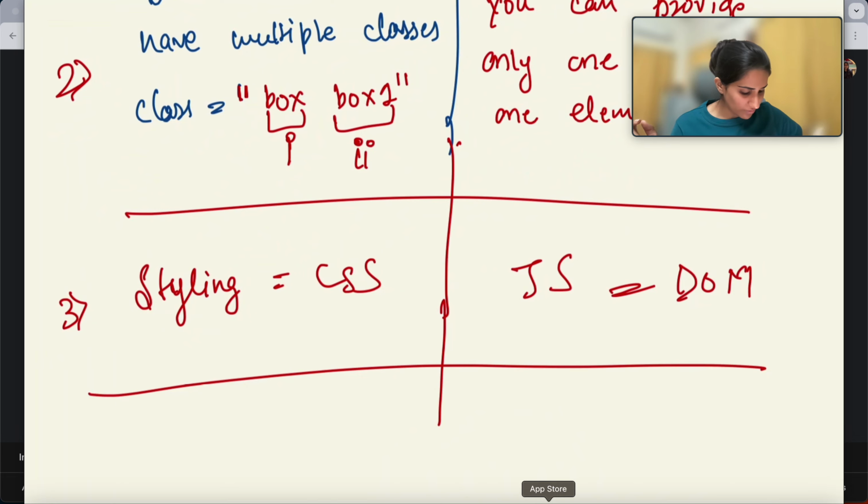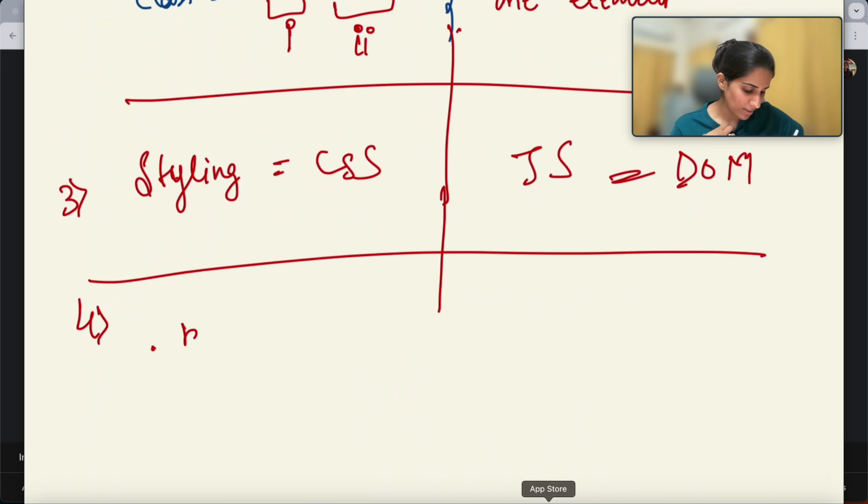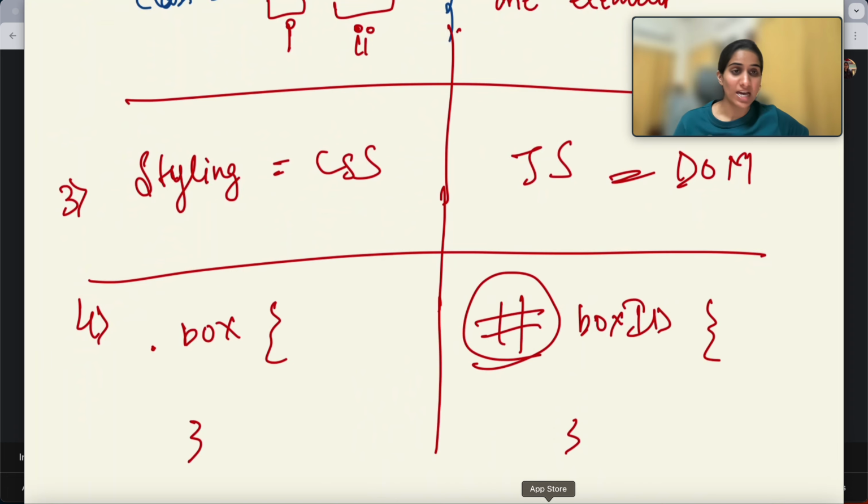Okay, the fourth difference could be like when you are creating a class, you will be writing down the CSS like this. But when you are writing an ID, then you will be writing your CSS like this, box ID like this, by using a hashtag in this way.